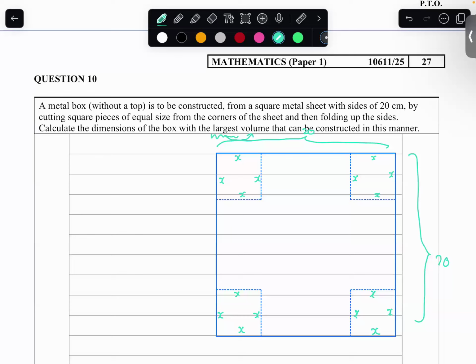So volume. The volume of a rectangular or square-based prism is length times breadth times height. Now, obviously, you can't even start this question if you don't know your volume formulae, right? So the volume of a rectangular prism is length times breadth times height, okay? Can be constructed. So we need a formula for length times breadth times height.